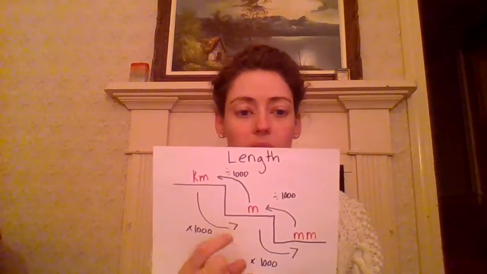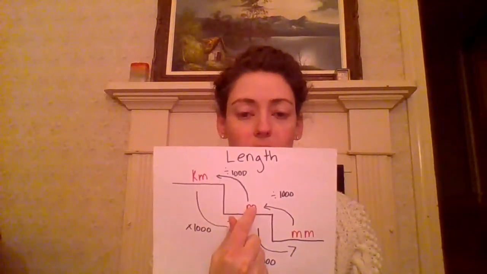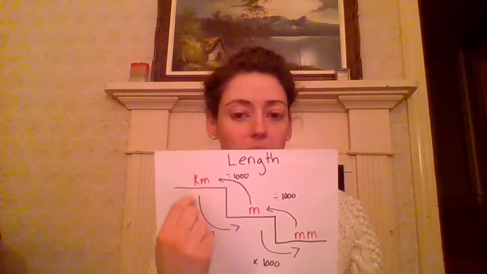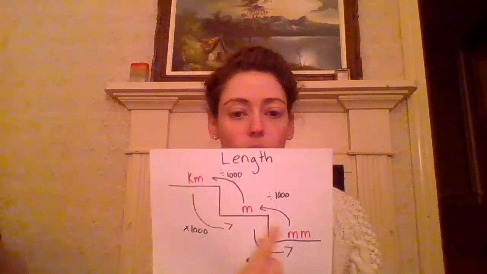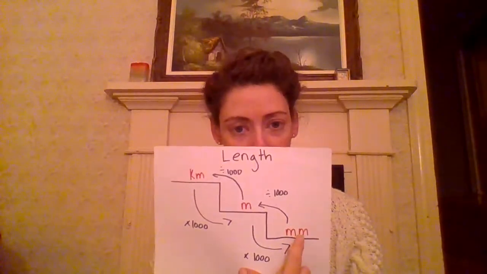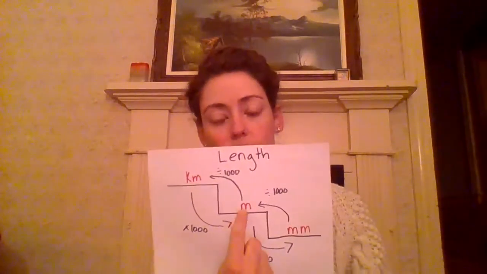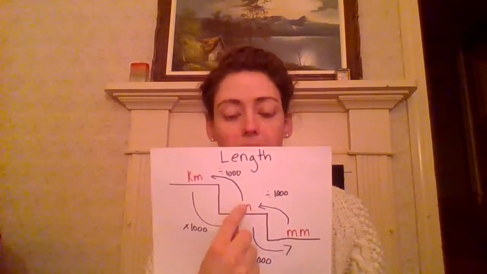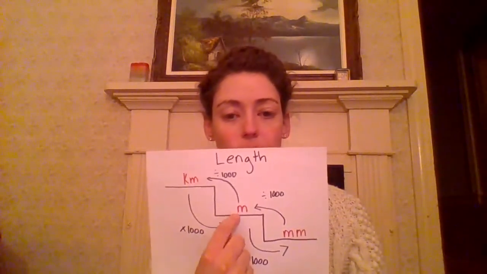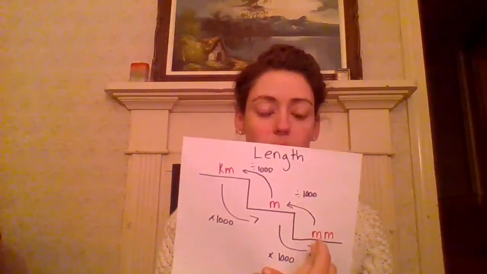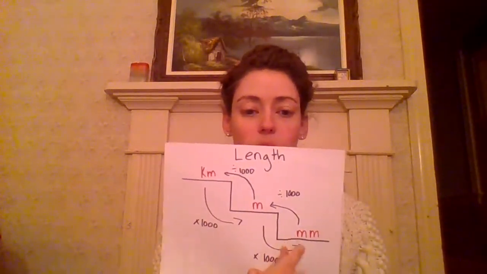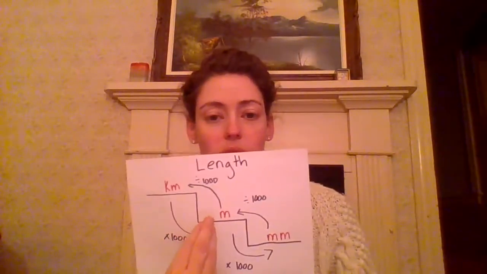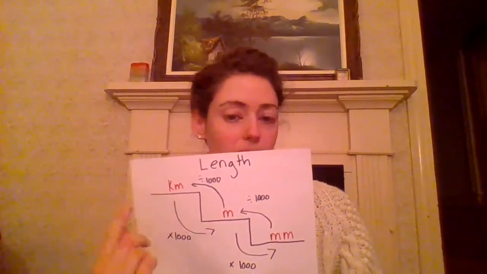So if you had 1,000 meters, you could divide that by 1,000 to find out that you had 1 kilometer. Or if you had 1,000 millimeters, you could divide that by 1,000 to find out that you had 1 meter. Because meters are bigger, you need fewer of them than you need millimeters. Just like you would need more pennies to show $1 than you would need loonies to show $1.